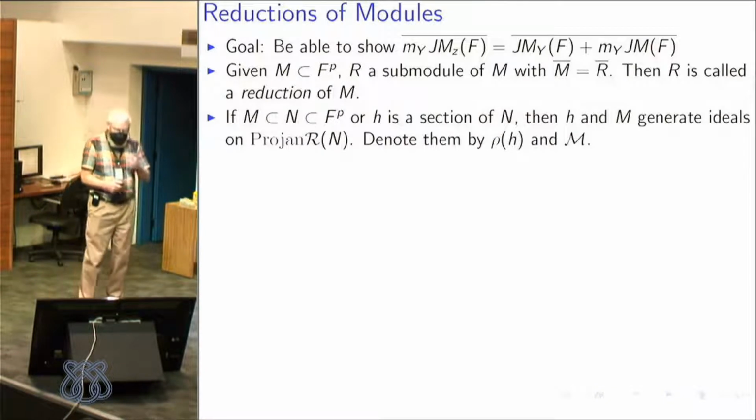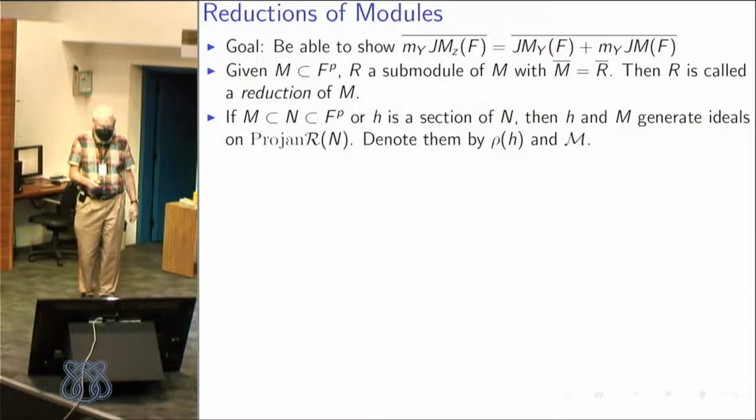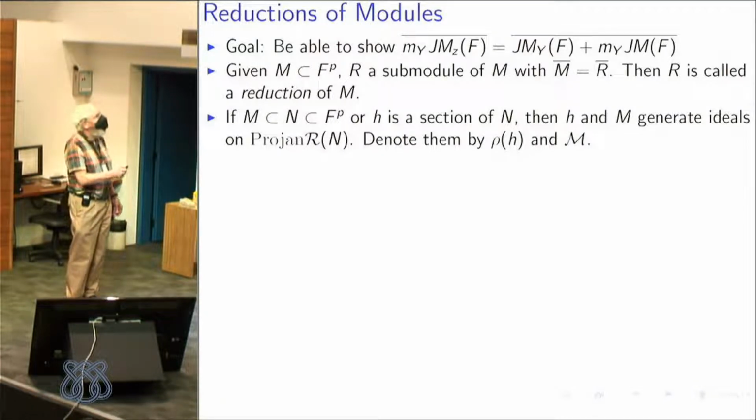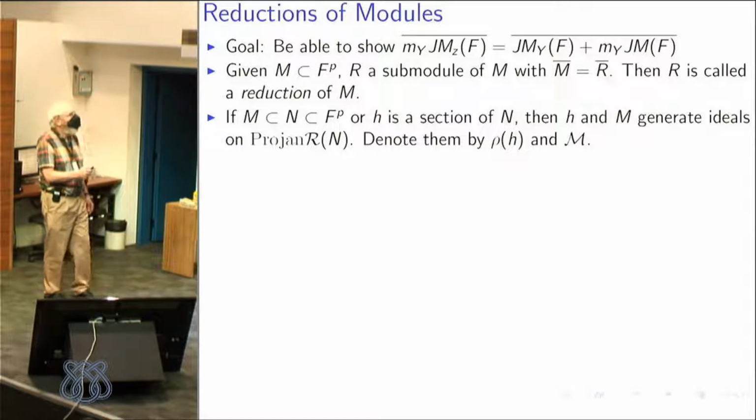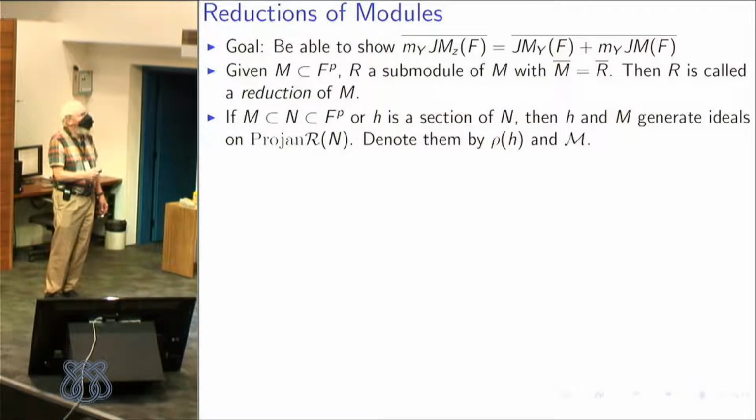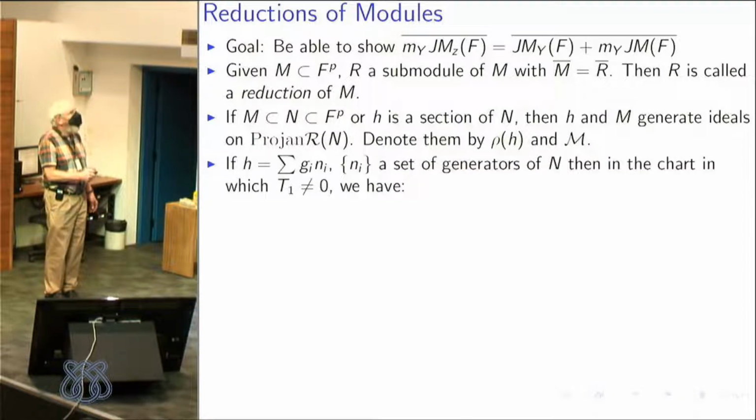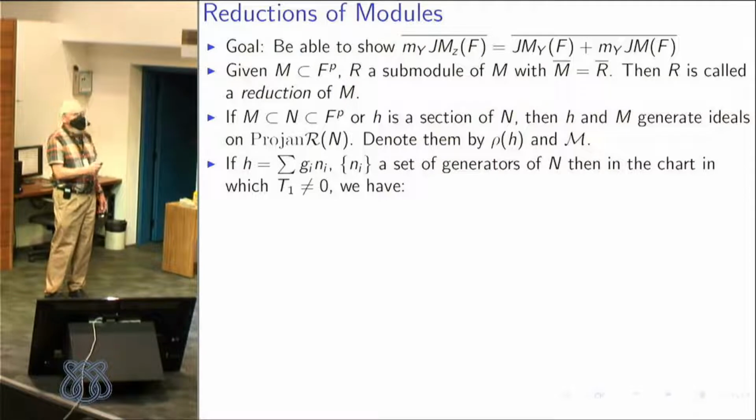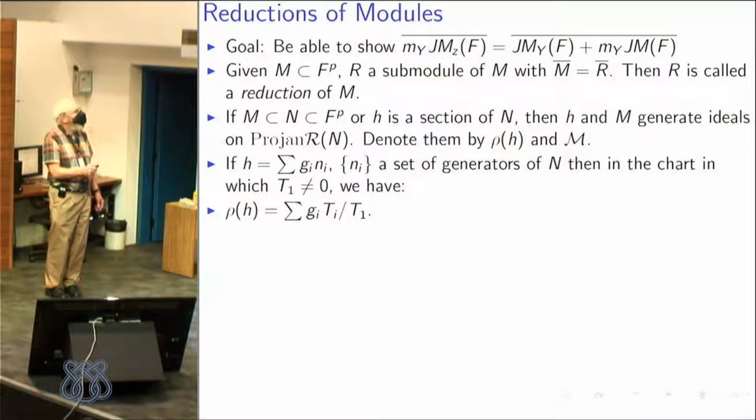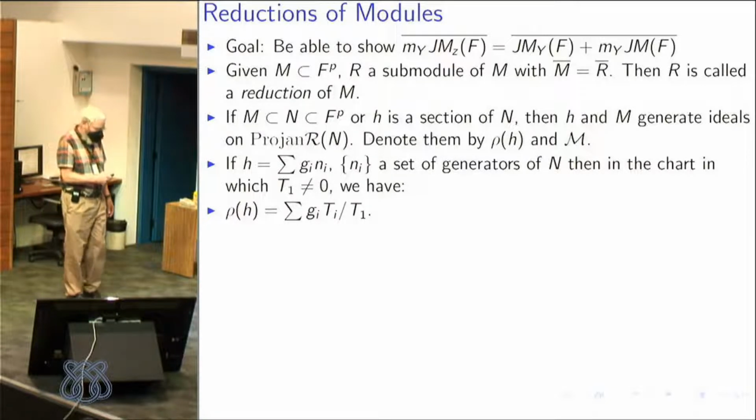Okay. Now, here's where things become interesting. If we have H as a section of N, then H and M generate ideals on Proj of the Rees algebra of N. Let's denote them by rho of H and script M. How does that work? This is my element H. The g_i are a set of generators of N. Now, if I look at the projective analytic spectrum in the chart in which T1 is not equal to 0, we have rho of H equal to the summation of g_i times T_i divided by T1. So this gives me an element of a sheaf of ideals.